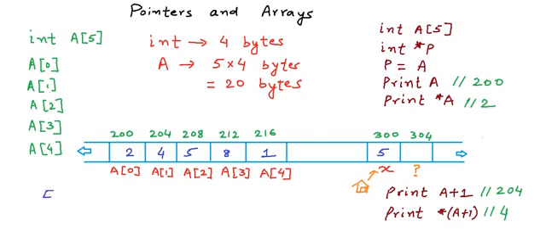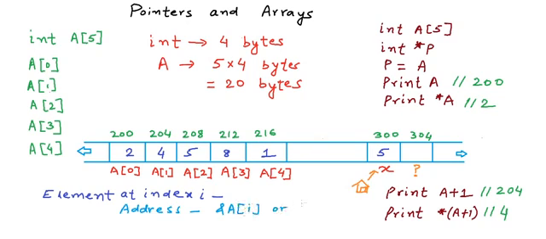For an element in the array at index I, we can retrieve the address of this particular element in the memory using either ampersand AI or simply a plus I, and these two will give us the address of AI. And the value of AI can be retrieved using either AI or asterisk a plus I, and asterisk a plus I will also give us the value.